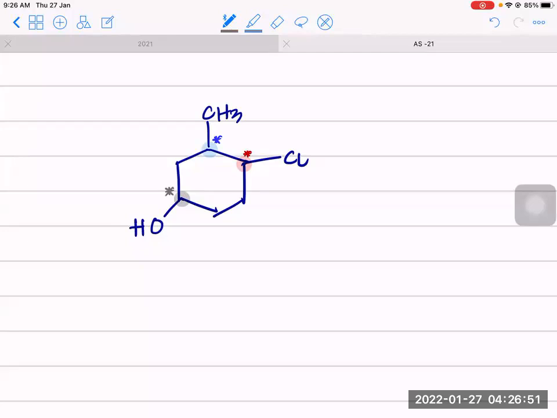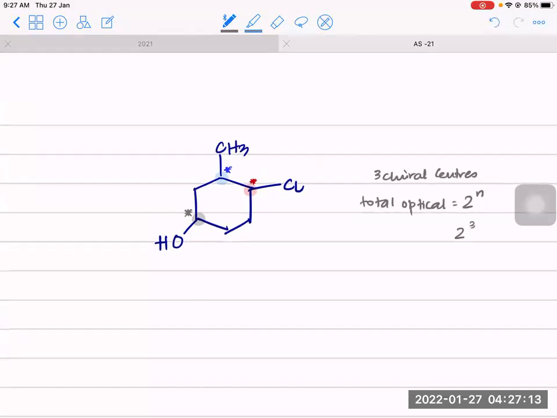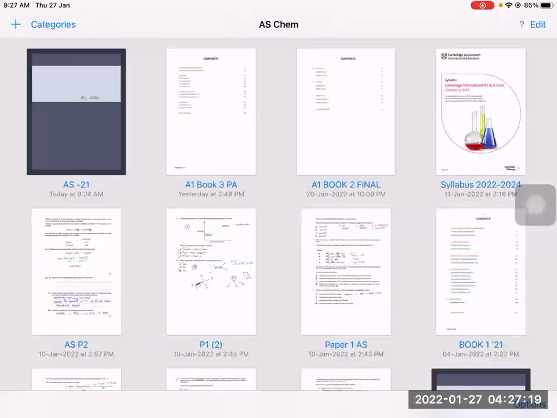Do you understand this? So this one has how many chiral centers? 3 chiral centers. If it has 3 chiral centers, how many total optical isomers will it have? Total optical isomers would be 2 to the power n, where n will be the number of chiral centers. So this will be 8. Is this clear? Do you understand this? All clear. Now let's see the homework that I gave you.